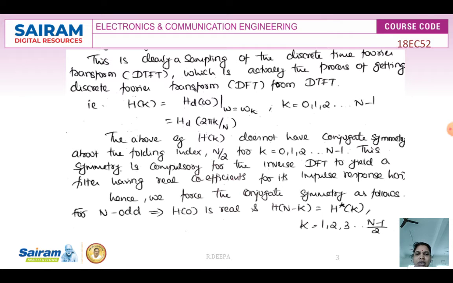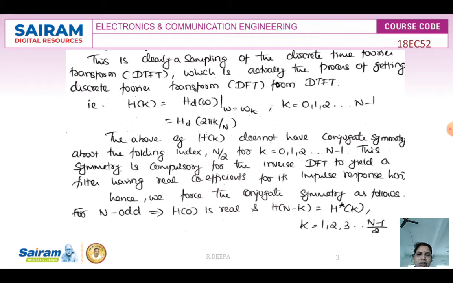The above equation H of k does not have conjugate symmetry about the folding index N by 2. Hence the symmetry is compulsory for the inverse DFT in order to yield the filter having real coefficients for its impulse response h of n. Hence what we need to do is force the conjugate symmetry as given below. That is, for N equal to odd, H of 0 is real, H of N minus k is equal to H conjugate of k.